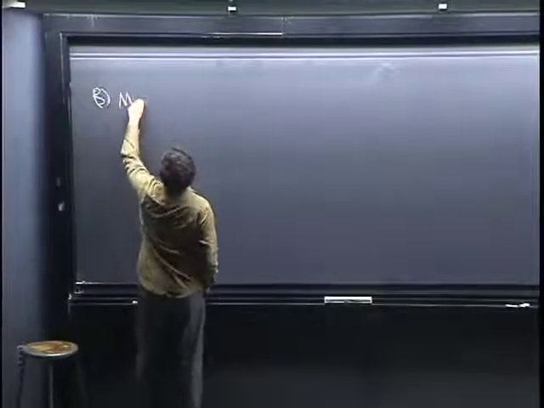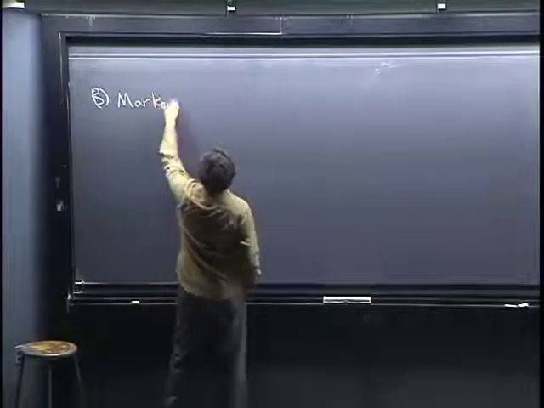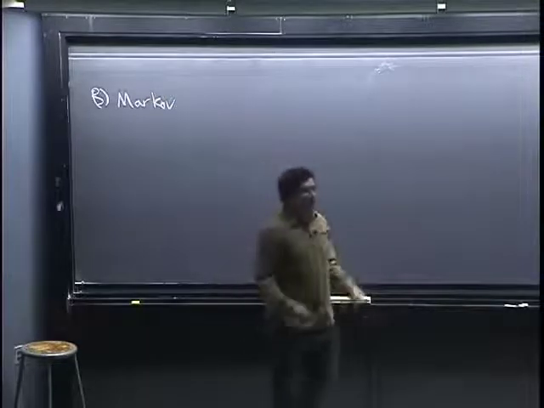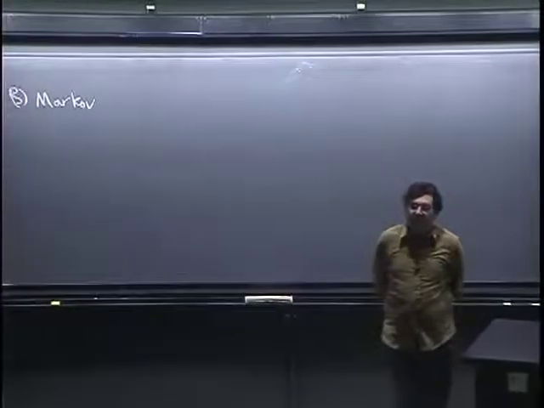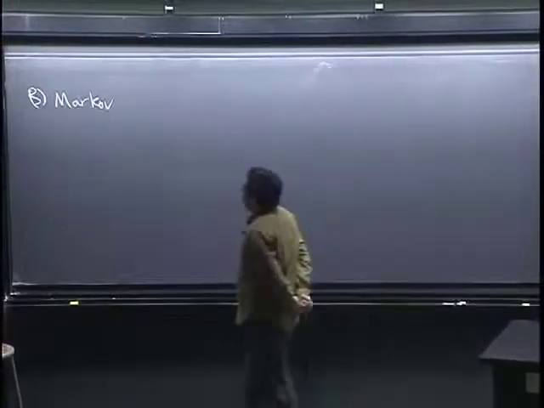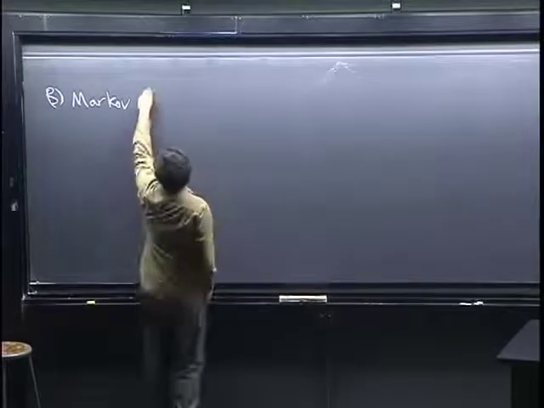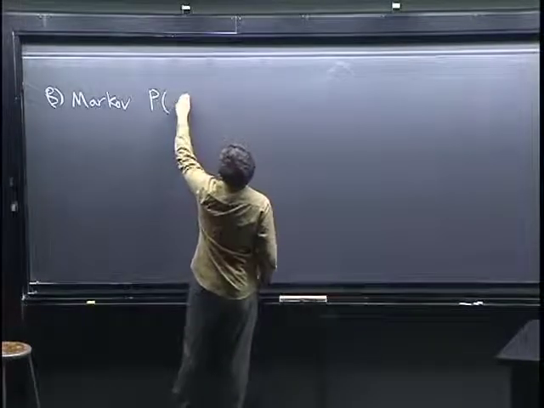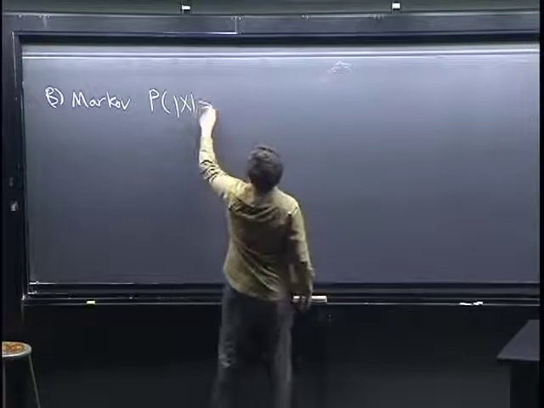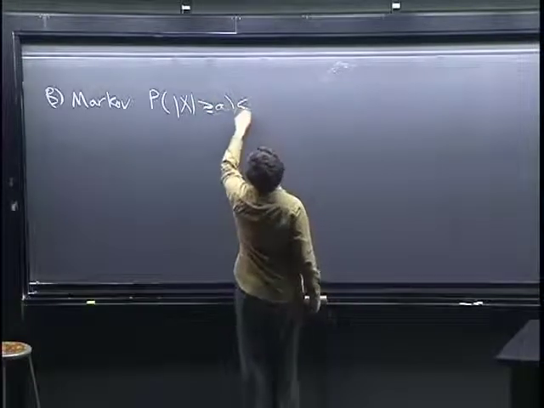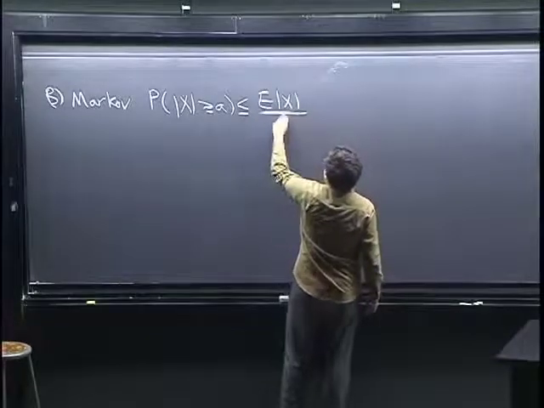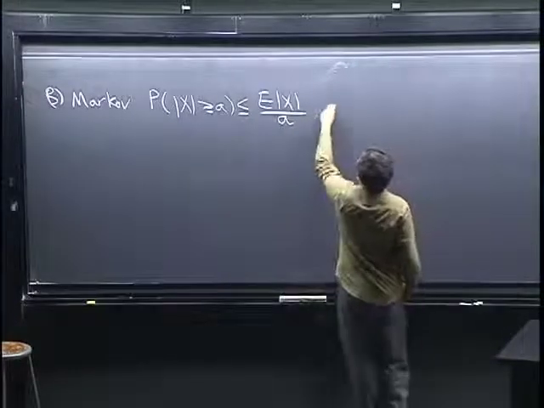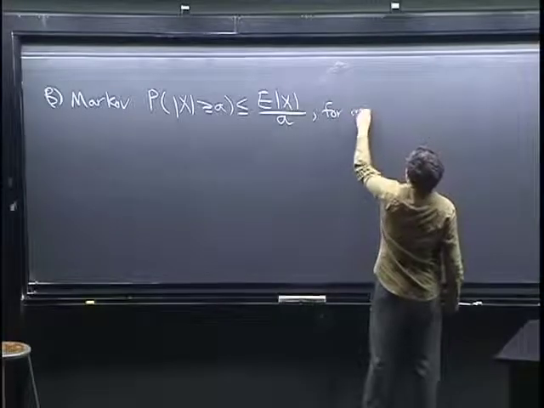So the third one is called Markov's inequality. The very last topic in Stat 110 is going to be Markov chains. Same Markov, different idea. Markov's inequality says that the probability that any random variable X, let's say absolute value of X, is greater than or equal to a is less than or equal to the expected value of absolute value of X divided by a, for any constant a greater than 0.